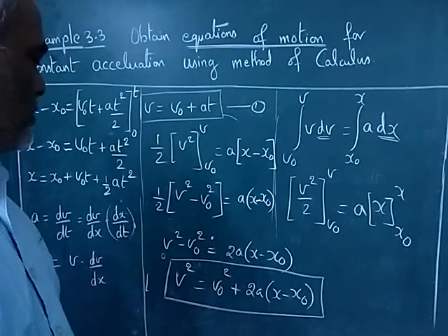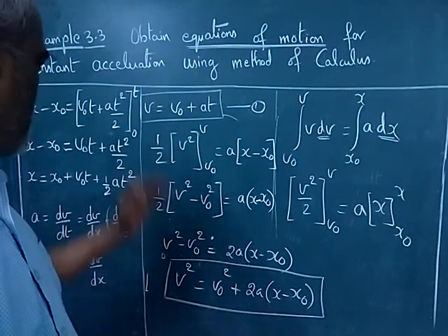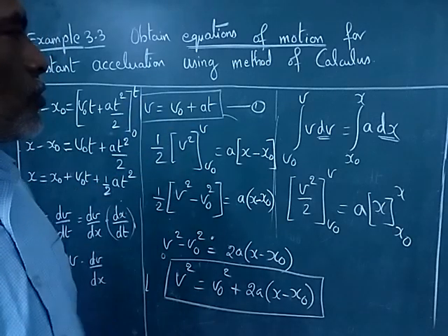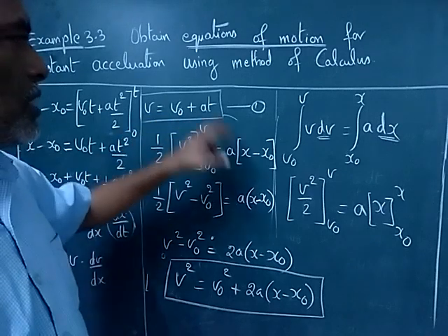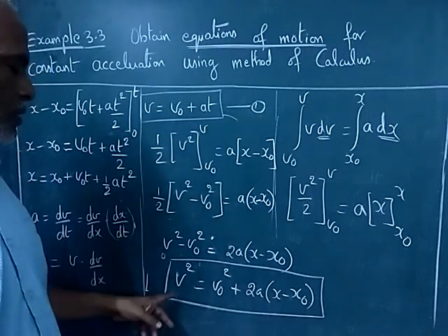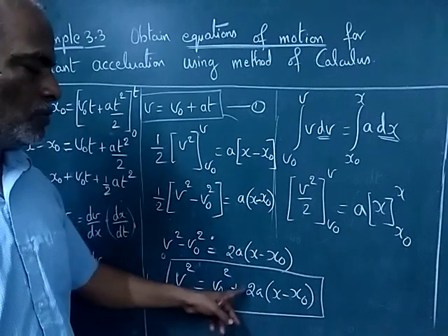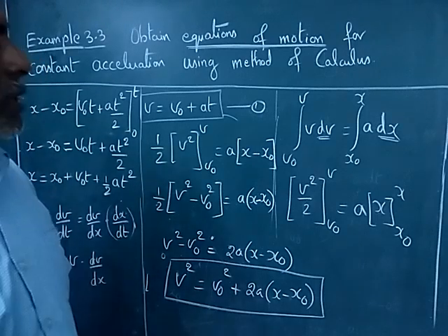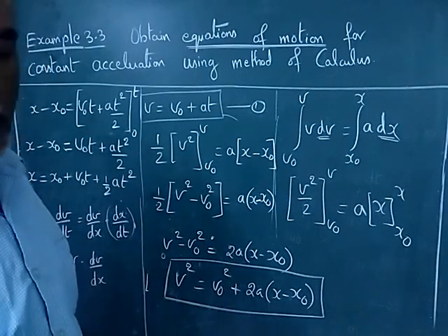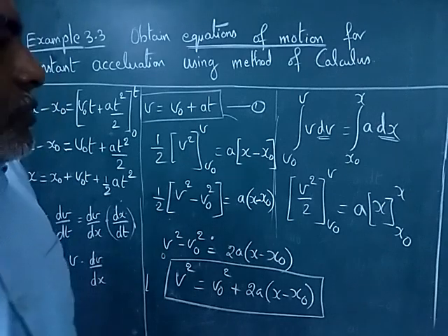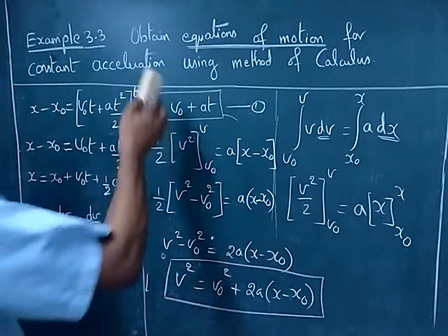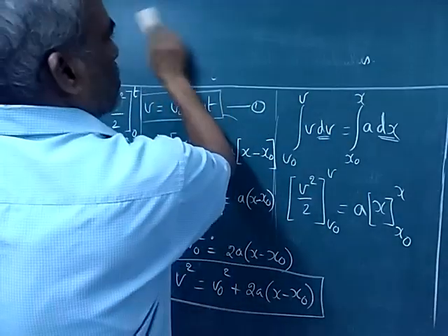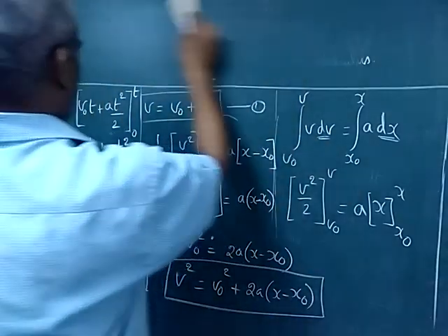Now we have derived the equations of motion. We saw that v is equal to v0 plus at, one useful relation. Another one is v square is equal to v0 square plus 2a into x minus x0. So this is the way you have to solve. Now we will see what are the formulas we have used to solve this problem.